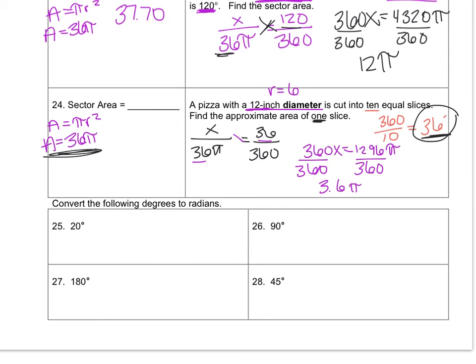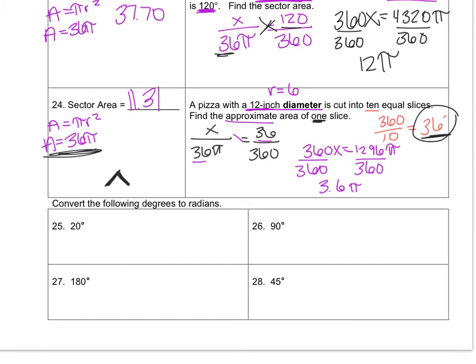And you're going to get 3.6 pi. But it says find the approximate, so we're going to have to type 3.6 times pi in our calculator. Remember, to get pi, you're going to do second and then the little caret symbol. Okay, so if I do 3.6 times pi, you're going to get 11.31. If it was multiple choice, you would have to look at your answer choices to see how many places to round to.